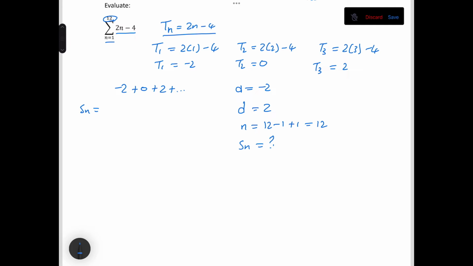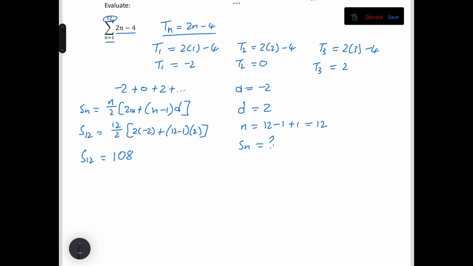S of n equals to n over 2, open bracket, 2a plus n minus 1, close bracket, d. Okay. Let's substitute what we do have. So S of 12 terms equals to 12 over 2, open bracket, 2 times a, which is negative 2, plus 12 minus 1, close bracket, our d is 2. There we go. Let's write down our answer. The sum of 12 terms is equal to 108.